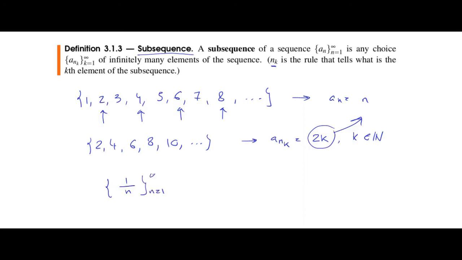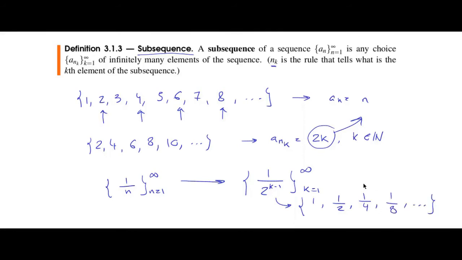Or if you think about, for instance, the sequence 1 over n, a subsequence of this is 1 over 2 to the k minus 1, with k from 1 to infinity. So this is just taking from the sequence 1 over 1, 1 over 2, 1 over 3, 1 over 4, only those values that are powers of 2. With k equals 1, this is 1, and then 1 over 2, 1 over 4, 1 over 8, and so on. Do you see what the subsequence is? You take elements from a sequence and you form a new sequence that is contained in the original one.